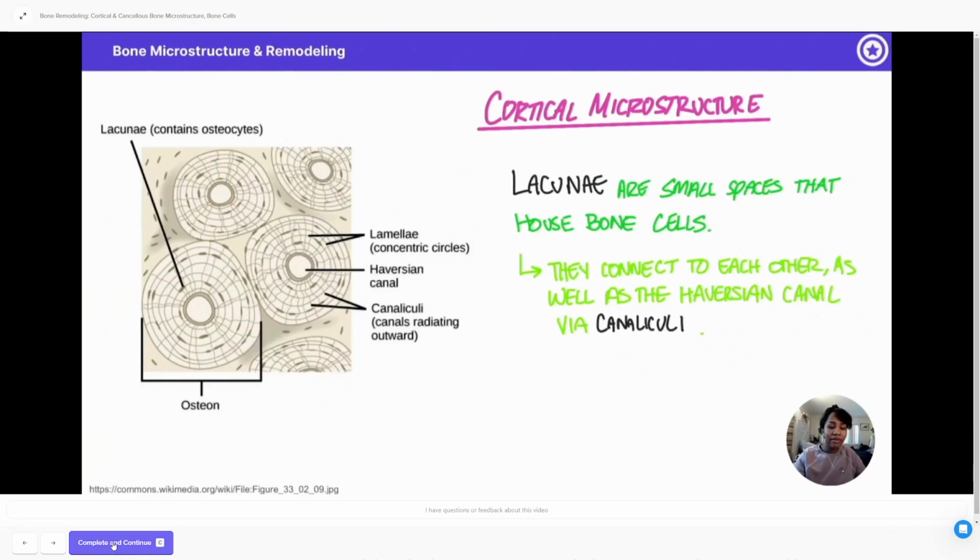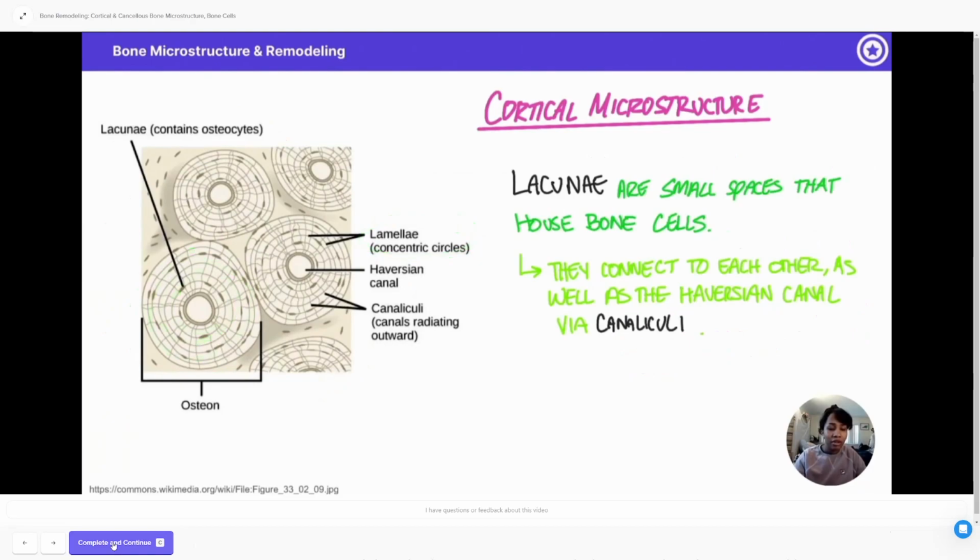So in this diagram here, we have an osteon. And we'll notice that within the osteon, we have these little concentric circles, kind of like a tree ring. And these concentric circles are going to be called the lamellae. And lamellae are just simply the layers of osteon that have built up over time.